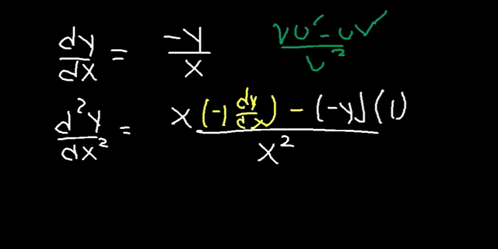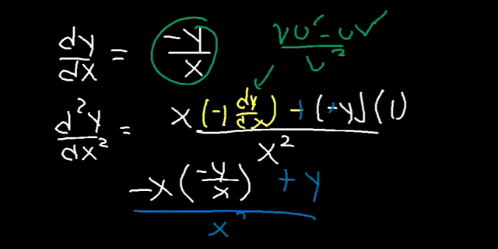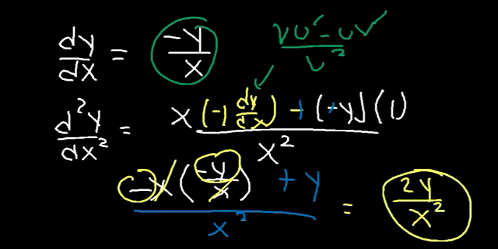Now what you need to do is plug in dy/dx for what it was here. So we now have negative x because of the negative 1, then replace dy/dx with negative y over x, and these two negative signs become a positive sign, so plus y over x squared. So we can cancel these x's, so we get positive y plus y, so 2y over x squared. That is the second derivative. So whenever you want to find the second or third derivative, you're going to get a new dy/dx. Plug in your first derivative into it, and then simplify.